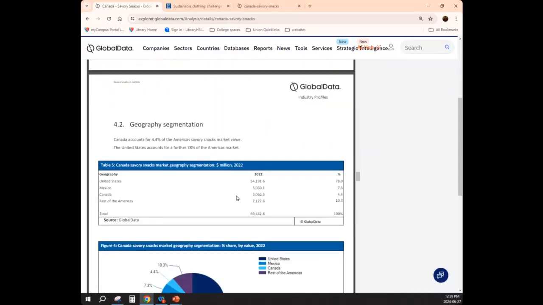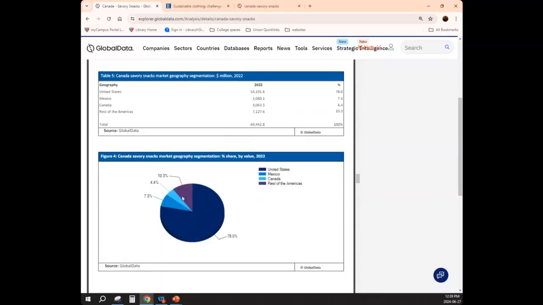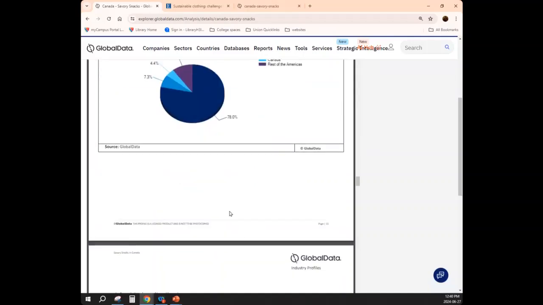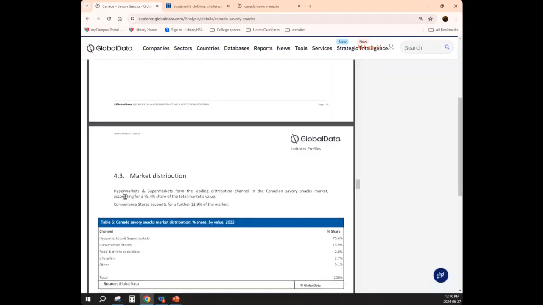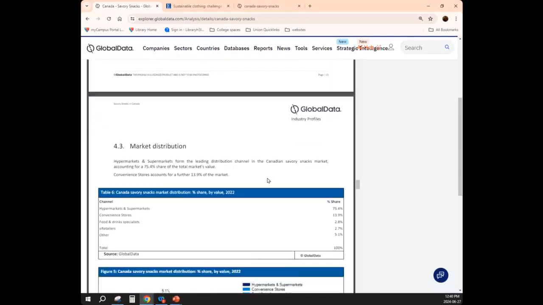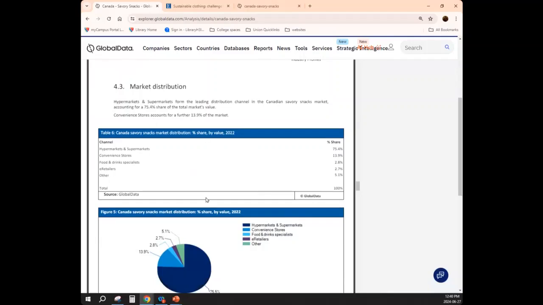I also have geography segmentation, so a little bit of perspective here, how small the Canadian market really is in terms of North America. You can see the US eating most of those snacks there. But then we get back to just Canada here, and this is very useful to me too. Where is everybody buying these snacks? Usually at the supermarket, right? Chips are cheaper at the supermarket than the convenience store, but the convenience store is still holding strong, of course.